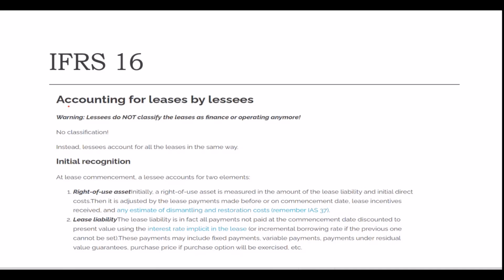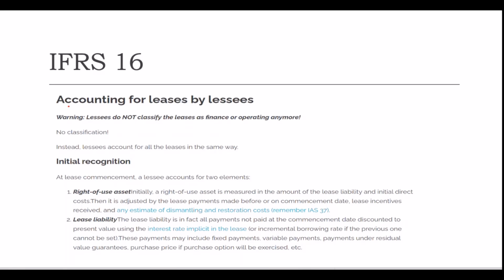Initial recognition. At lease commencement, a lessee accounts for two elements. Now the standard says that when you have a lease, or the contract complies with the definition of a lease, then you must capitalize the asset. In other words, you must put the asset on your balance sheet. And if you are to put your asset on the balance sheet, then it means there's a journal entry that must affect your balance sheet, isn't it?